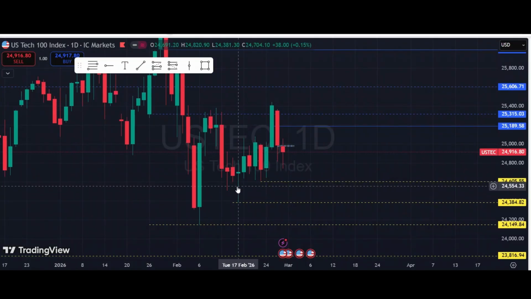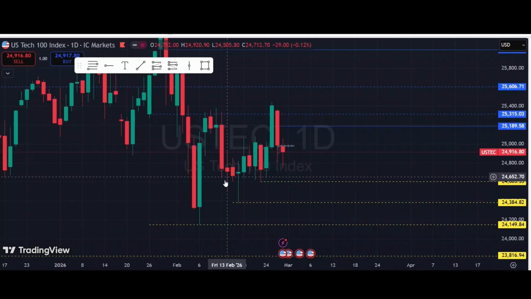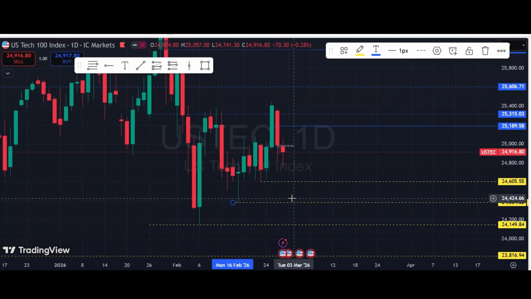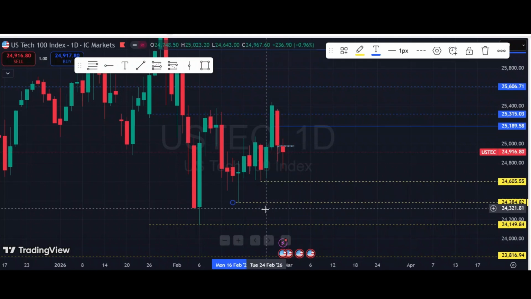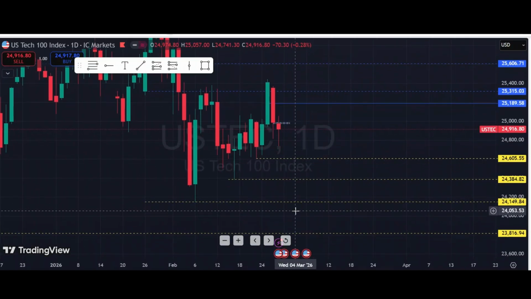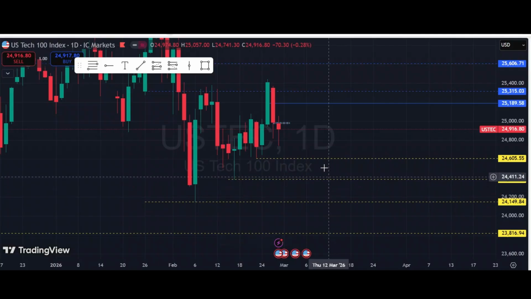The question is, where is the money? Where do you think liquidity lies? There is liquidity below here. So our draw on liquidity is here. We're looking at price to run to get to this zone. If it continues to go down, the next draw on liquidity will be here, which is the 24,384. We've seen the 24,605 level, then the 24,384 level, and if we continue more, then the 24,149 will be the next draw on liquidity.